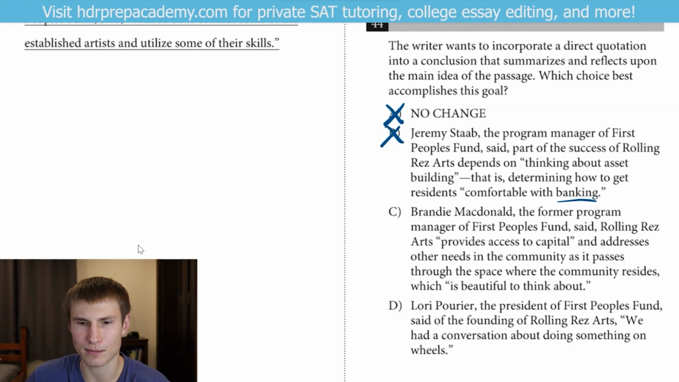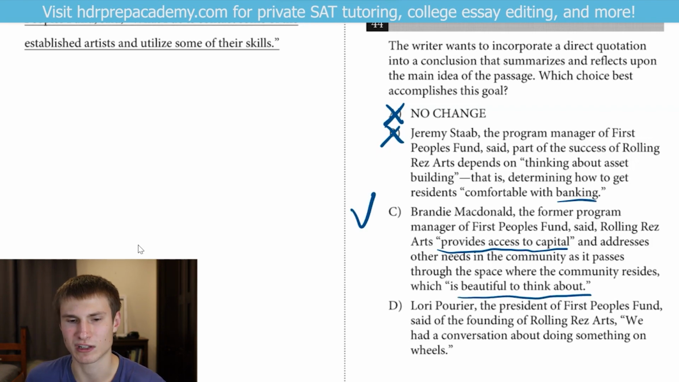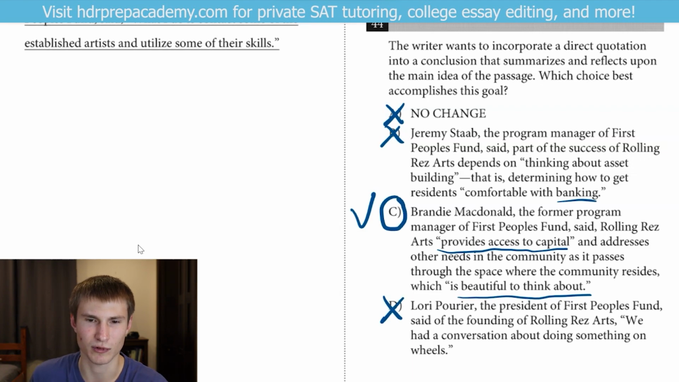C. Brandy McDonald, the former program manager of First People's Fund, said Rolling Res Arts provides access to capital, so them being able to sell their art, and addresses other needs of the community as it passes through the space where the community resides, which is beautiful to think about. Yeah, that's really solid. That's probably going to be our right answer. We can quick check with D. Lori Poirier, the president of First People's Fund, said the founder of Rolling Res Arts, we had a conversation about doing something on wheels. Okay, that's just not wrapping it up at all. It's just moving back to the middle of the passage, which makes no sense. Our answer there would be C.